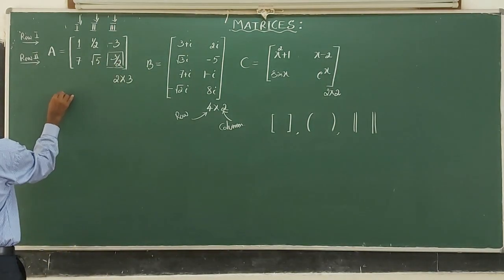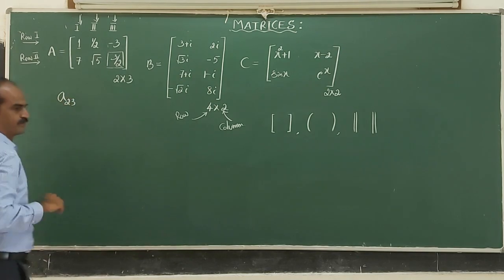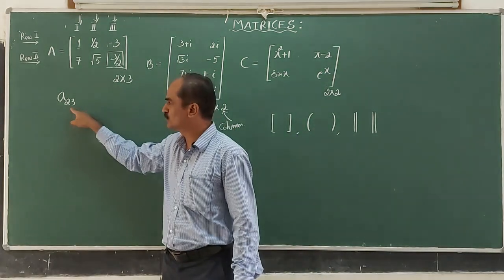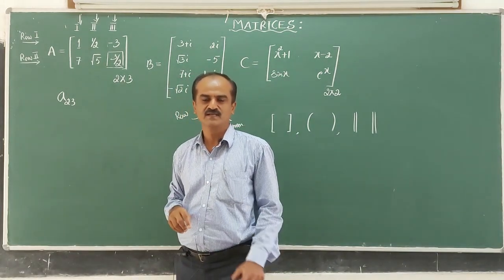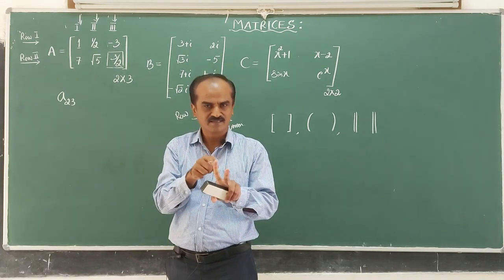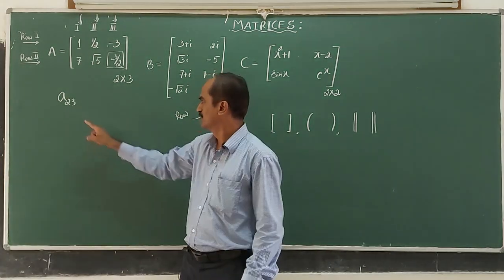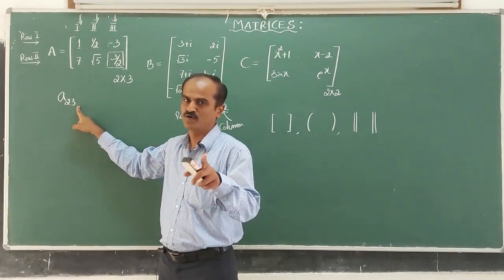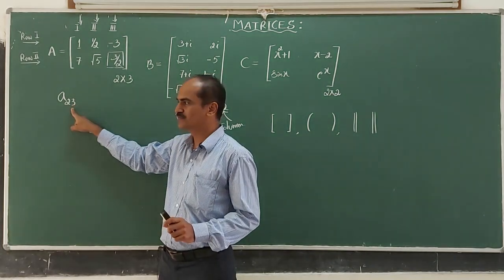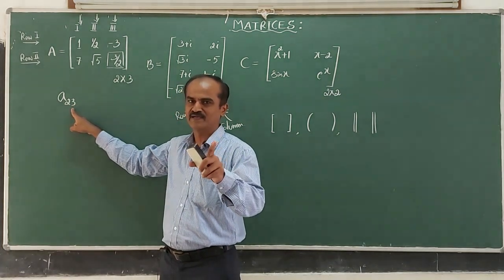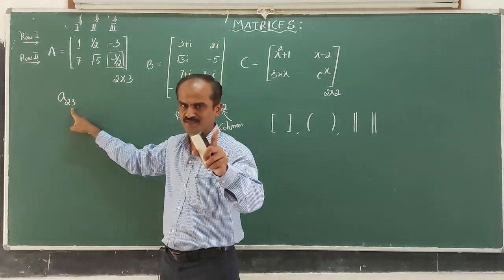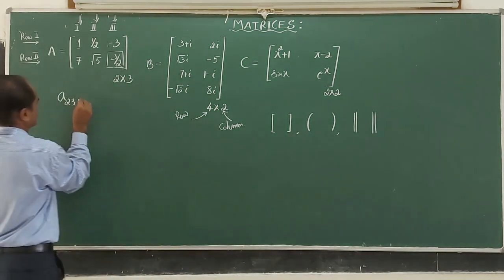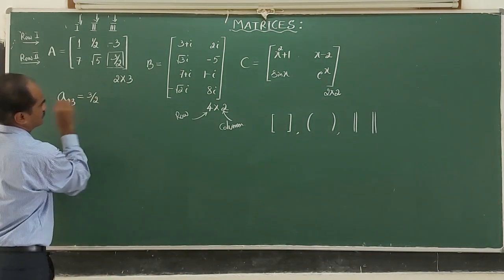So therefore, it is denoted by this symbol, a small alphabet, as it represents an element of the matrix. In the suffix I have written 2 numbers. What do those 2 numbers represent? Again, that element is present in the second row and third column. The first suffix indicates the row position of that element. The second suffix indicates the column position of that element. So here A23 stands for an element of the matrix which is present in the second row, third column. In this case, it is nothing but 3 by 2. So in this case, A23 equals 3 by 2.